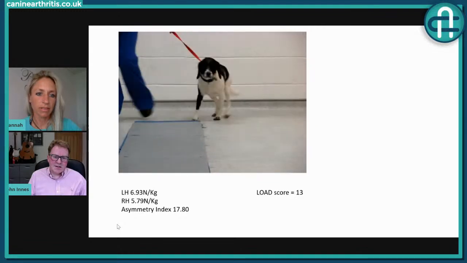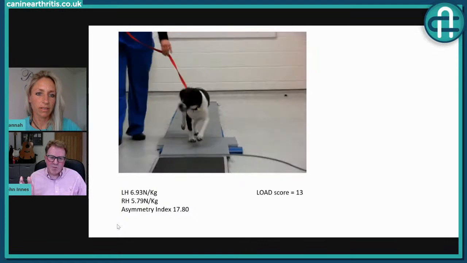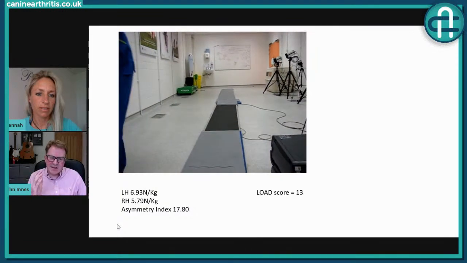So this dog here is walking up and down a runway, and just there in the middle of the runway is what's called a force platform. So this is the gait laboratory that I designed at the University of Liverpool, and that's measuring how much force the dog is putting through each limb as it walks over the force platform. And this has been the gold standard way to measure limb function in dogs for 30, 40 years. It's relatively expensive equipment, but it is objective, so people believe it, but it does have some drawbacks.